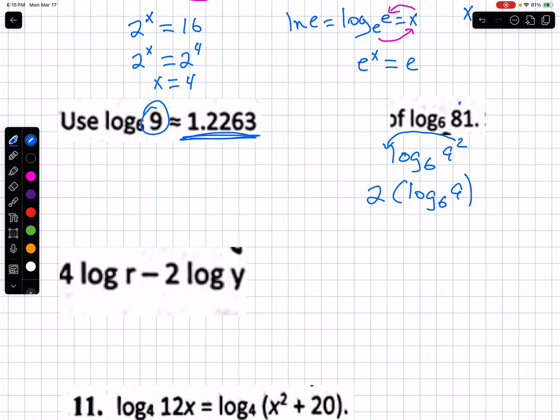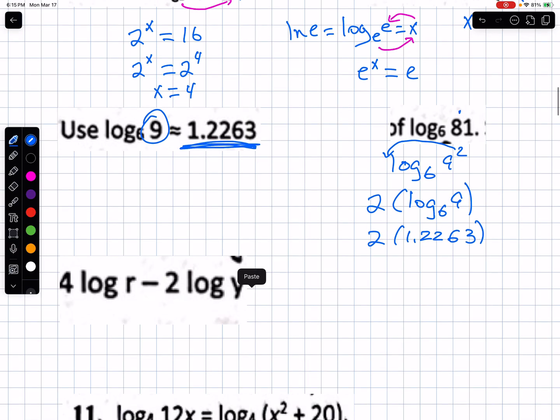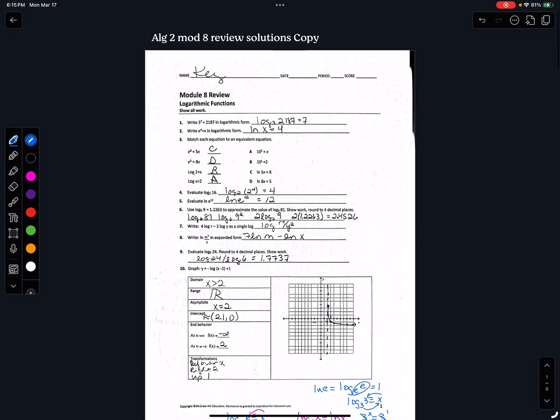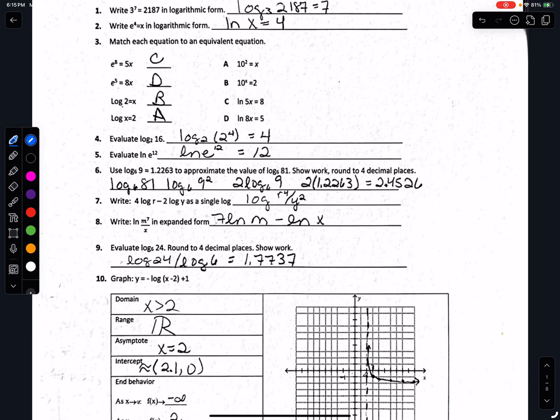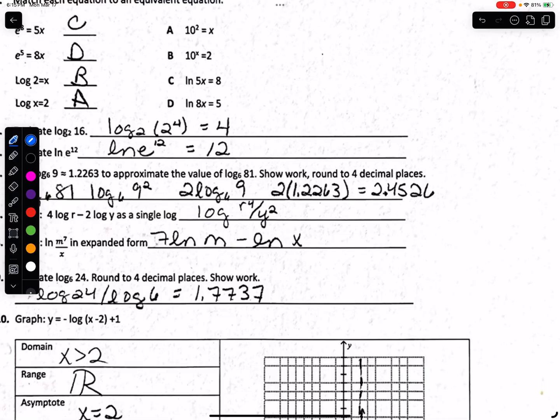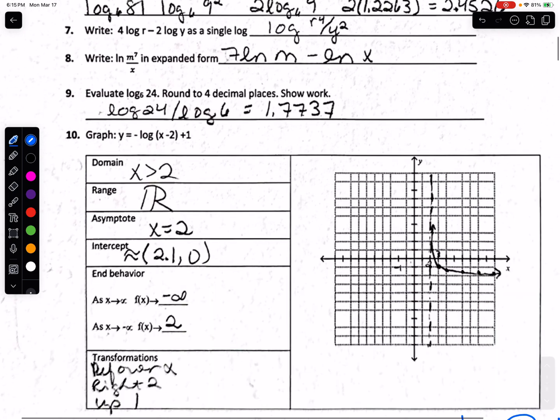And then log base 6 of 9 equals that. So I just say 2 times 1.2263. The way you did it totally works as well, right? Because I would just add this plus this, plus itself essentially. Or just multiply it by 2, either way. And the answer, I'll tell you what the answer is, so we don't write silly math: 2.4526. Okay? How about this one?